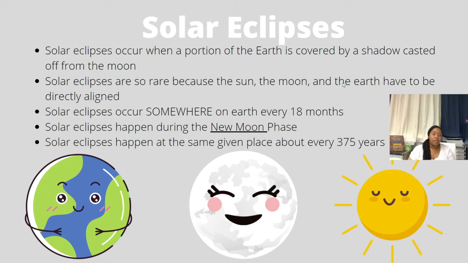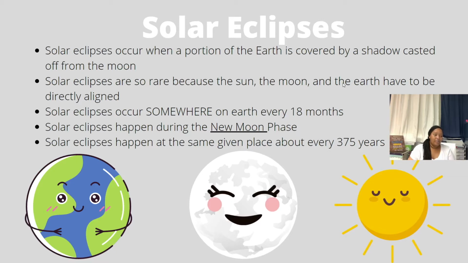Solar eclipses occur somewhere on Earth every 18 months or so. Not in the same place, but somewhere on Earth. Solar eclipses happen during the new moon phase. The new moon phase is where the moon is completely darkened. It's showing us on Earth no light.